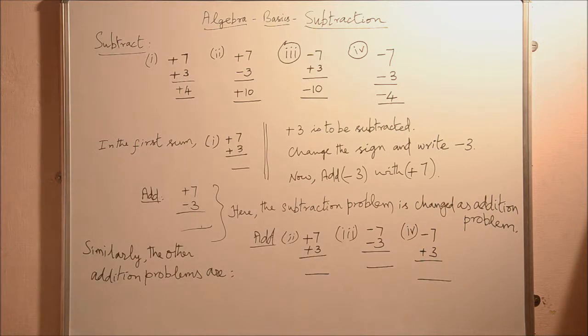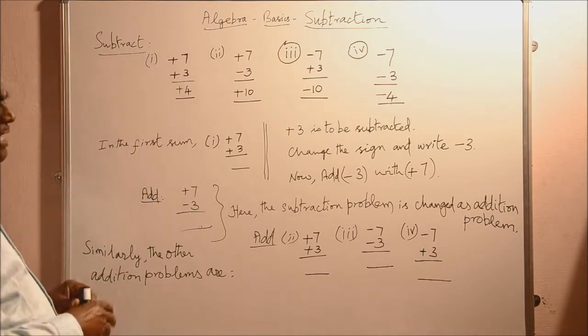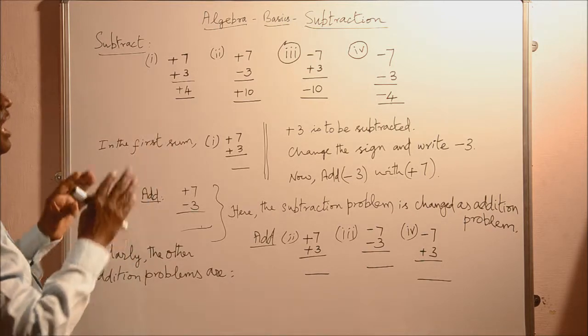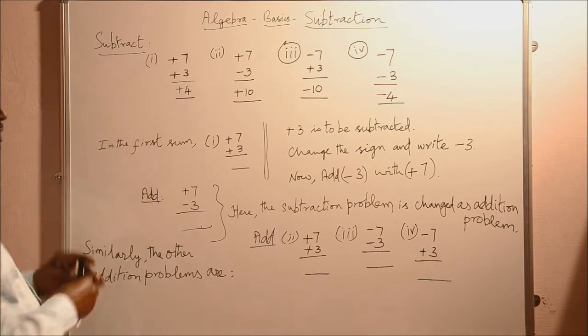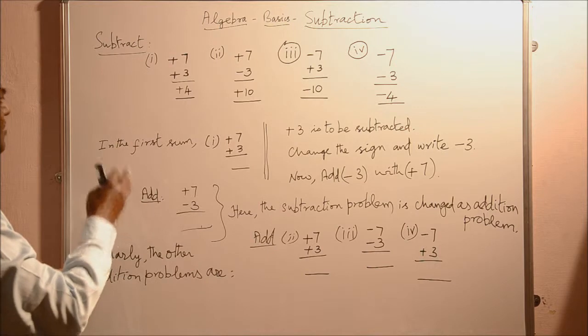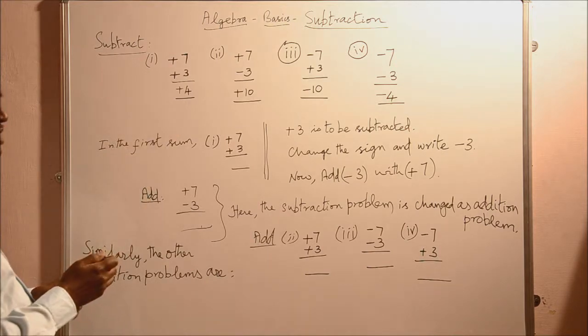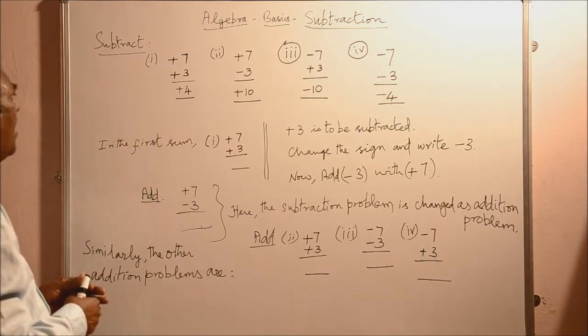How do we get these results? That is a simple method. Here we are converting all the subtraction problems into addition problems. Already we know how to add such numbers. Therefore, it is easy when you convert these subtract problems into addition problems. See how we do that.